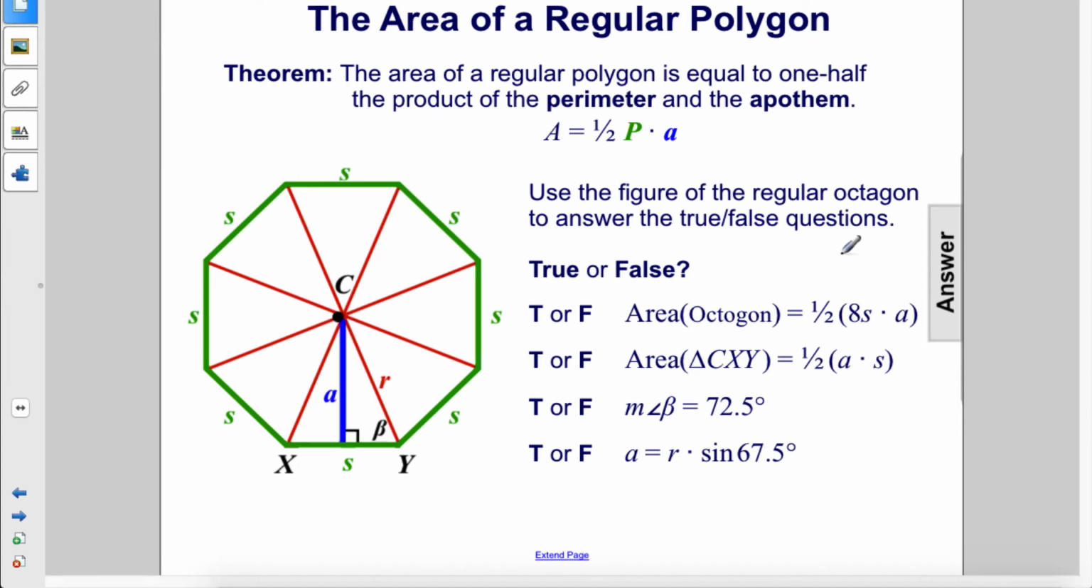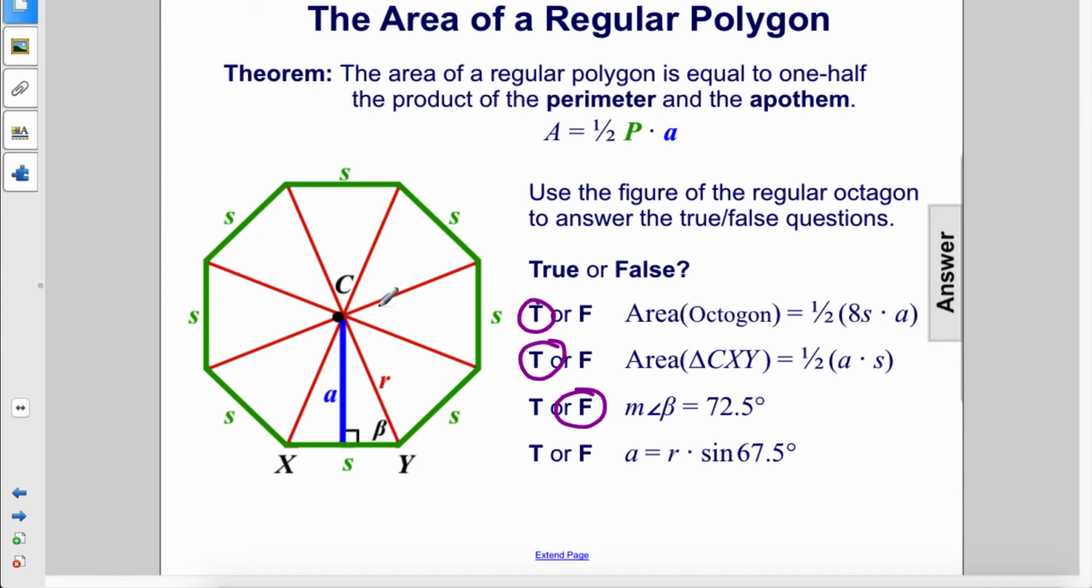Use the figure of the regular octagon to answer the true or false questions. Area of the octagon equals 1/2 p, which is 8s, times a, so this is true. The area of this triangle here equals 1/2 base times height, and here we have a base of s and a height of a, so that is also true. The measure of angle beta here equals 72.5 degrees. That is false. So it's actually 67.5 degrees.